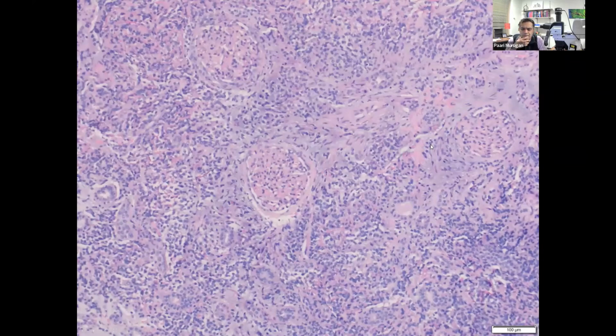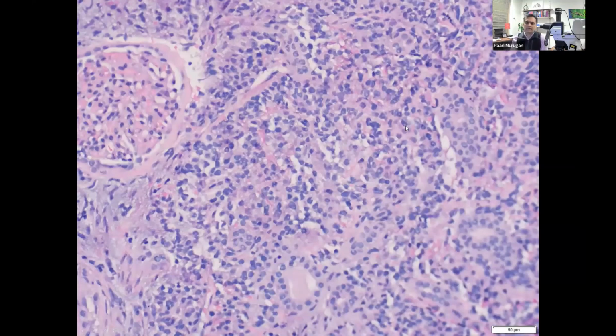So this is a field from the area where the cellularity was higher. You can clearly see the glomeruli and some tubules in the background, and there is an infiltrating mass. So this tumor is highly infiltrating between the glomeruli and the tubules, and it is quite cellular. If we go into higher magnification, you can see that it's a rather monotonous picture.